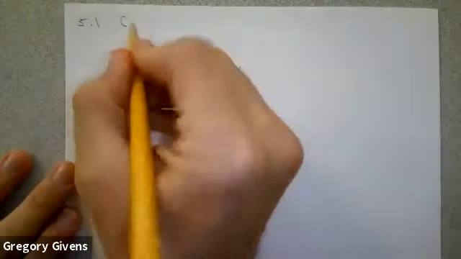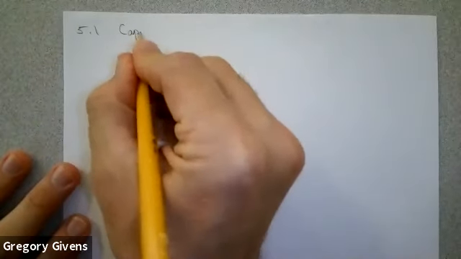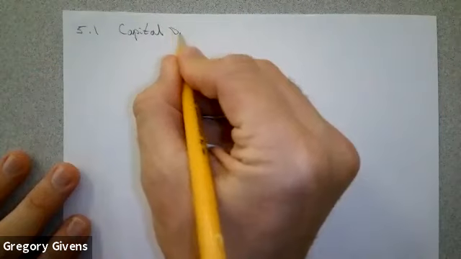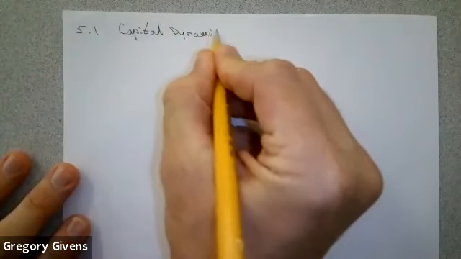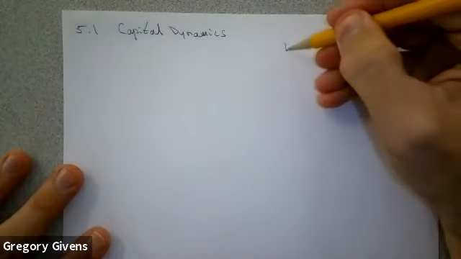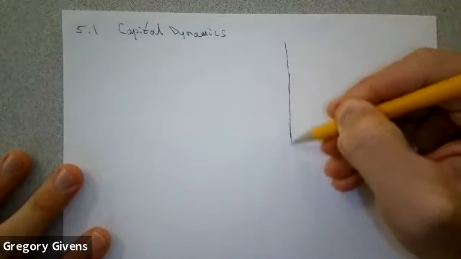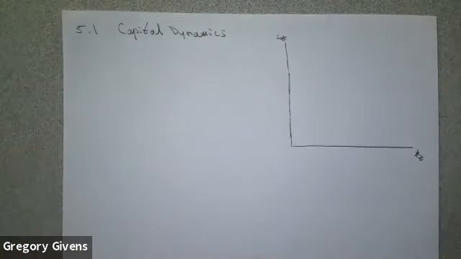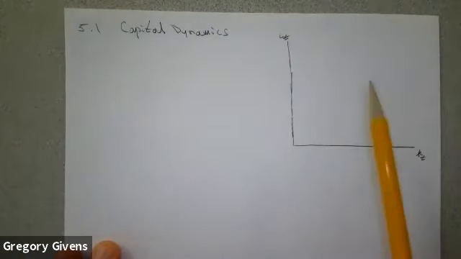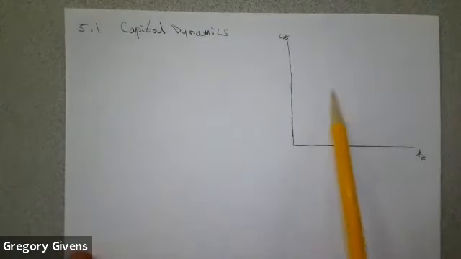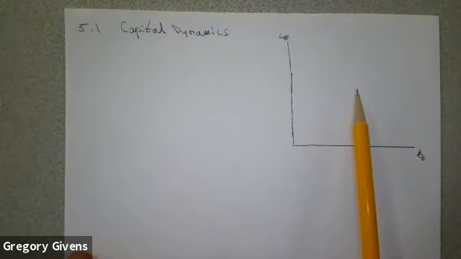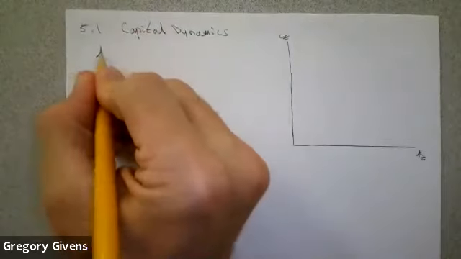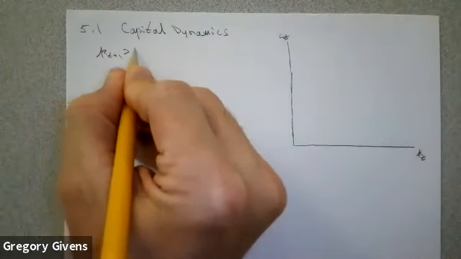Let's first think about capital dynamics in the Ramsey model. I'm going to draw a graph over here, which is going to start my phase diagram. It's going to be capital-consumption space, so capital on the horizontal axis, consumption on the vertical axis. Here's what I want to do. I want to find every point in this quadrant that is consistent with, let's say, the capital stock rising over time.